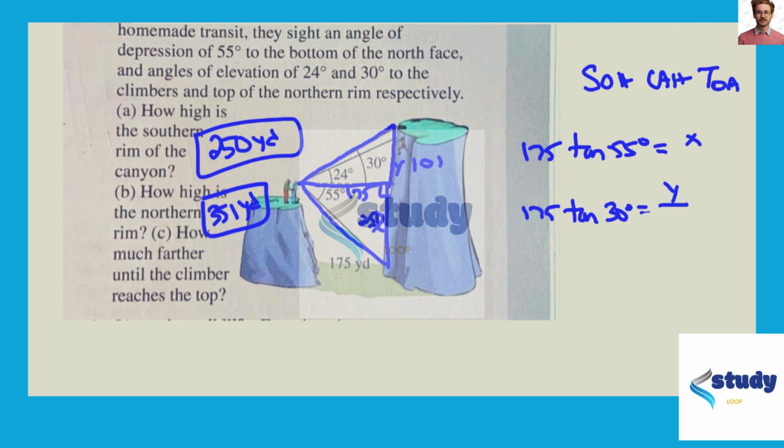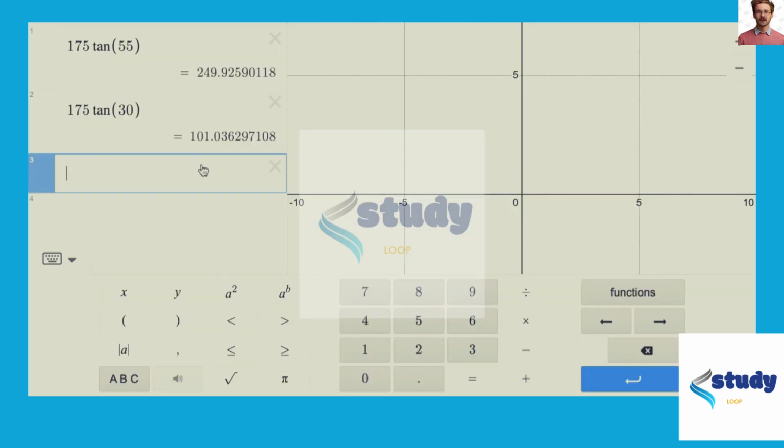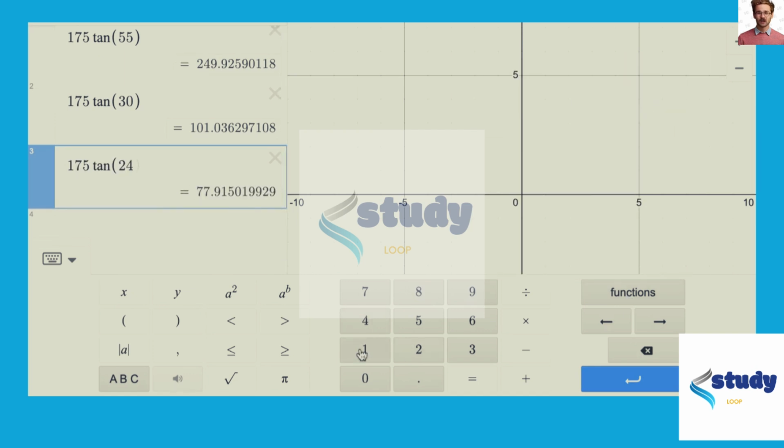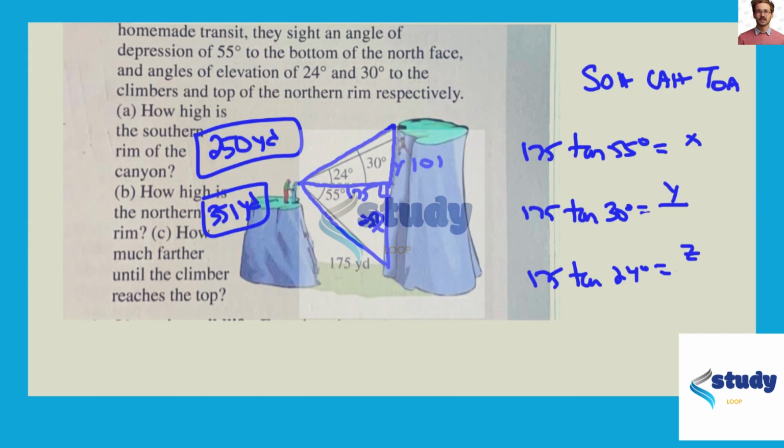How much further until the climber reaches the top? Well, the climber is at 24 degrees, so that's another tangent. Tangent of 24 degrees would be equal to opposite over adjacent. Let's call that Z, which would just be this part here over 175. So 175 tangent 24, and let's call that 78 yards.